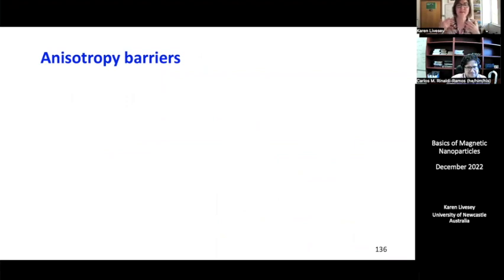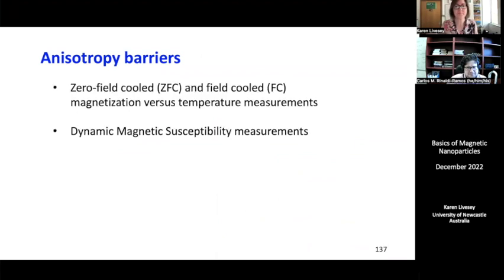So our next quantity that we might want to extract from experiments is some information on the anisotropy barriers. A way to probe those anisotropy barriers is to look at zero field cooled and field cooled magnetization versus temperature measurements, and I'll take you through what those are in the next slides. There's also another method for probing anisotropy barriers, which is dynamic magnetic susceptibility, which I'm not really going to talk about at any length, but I wanted to put it up there because it works quite well for this purpose.